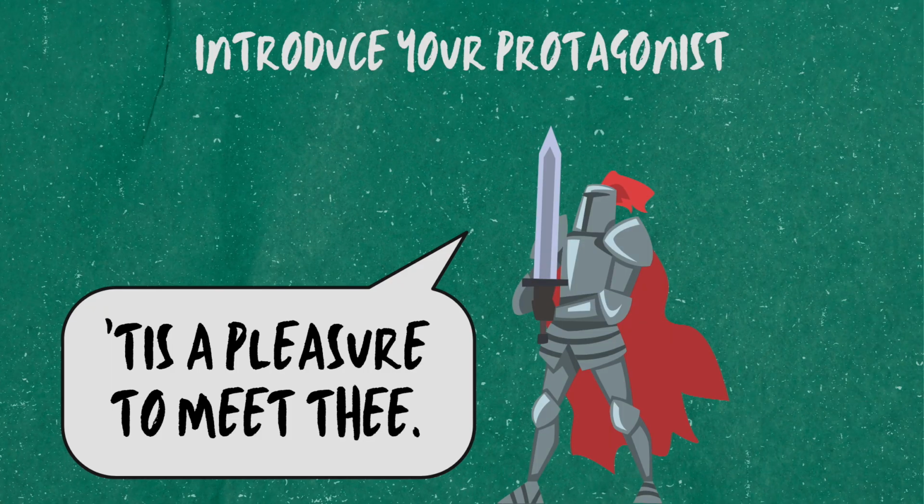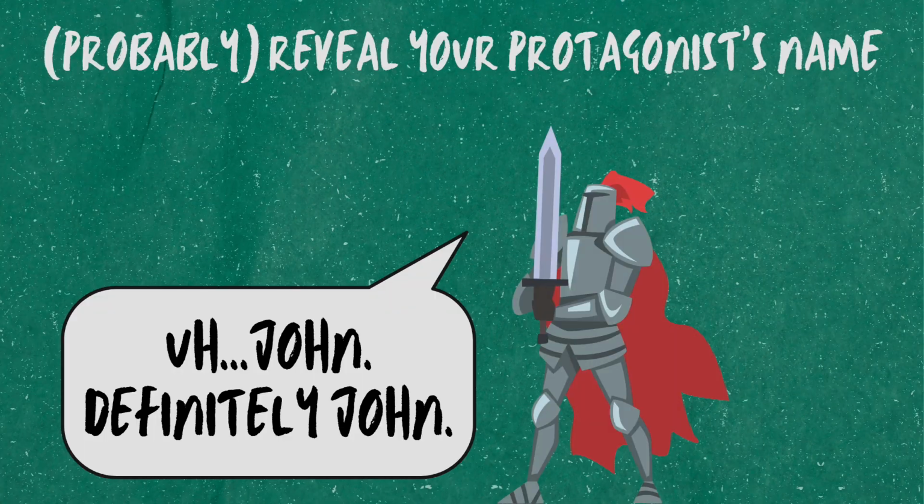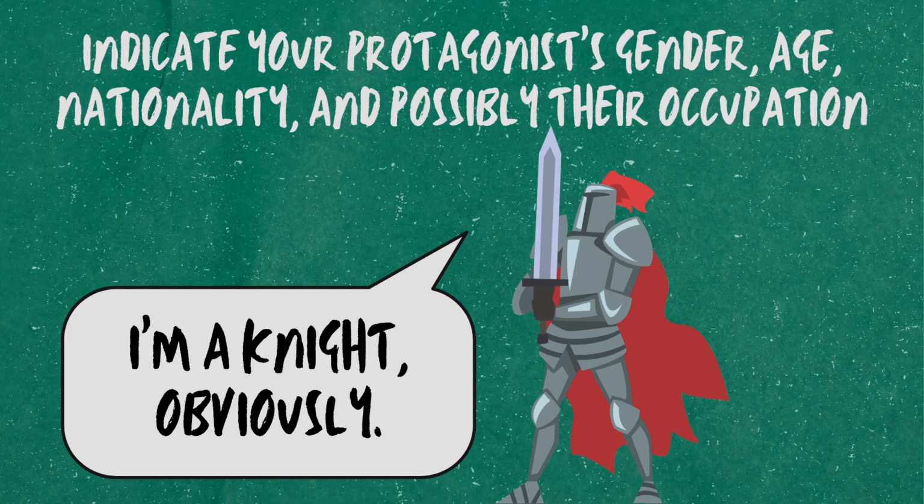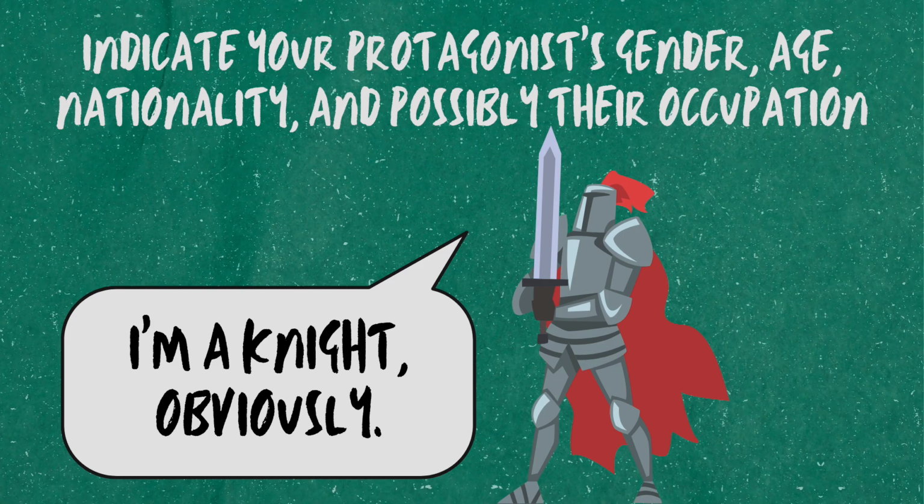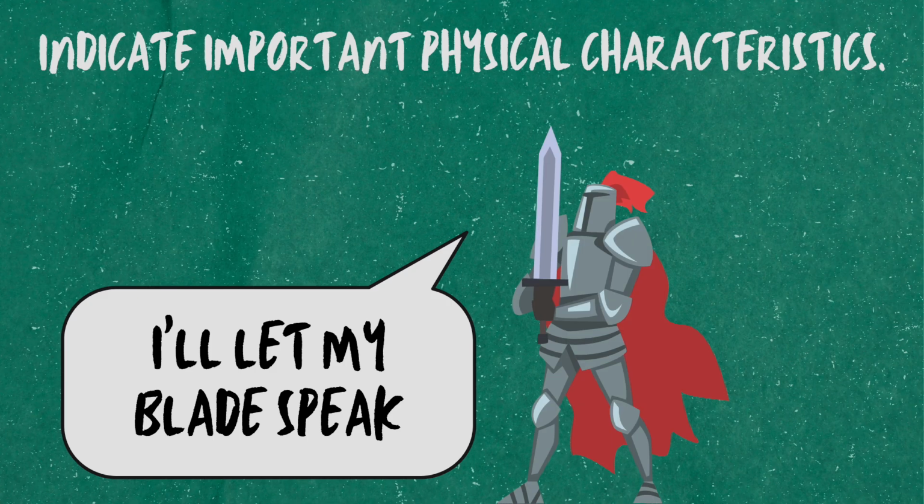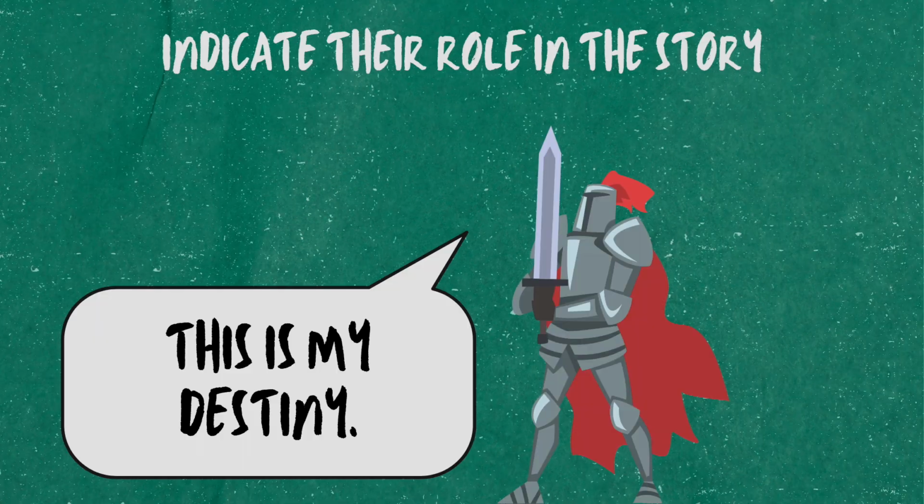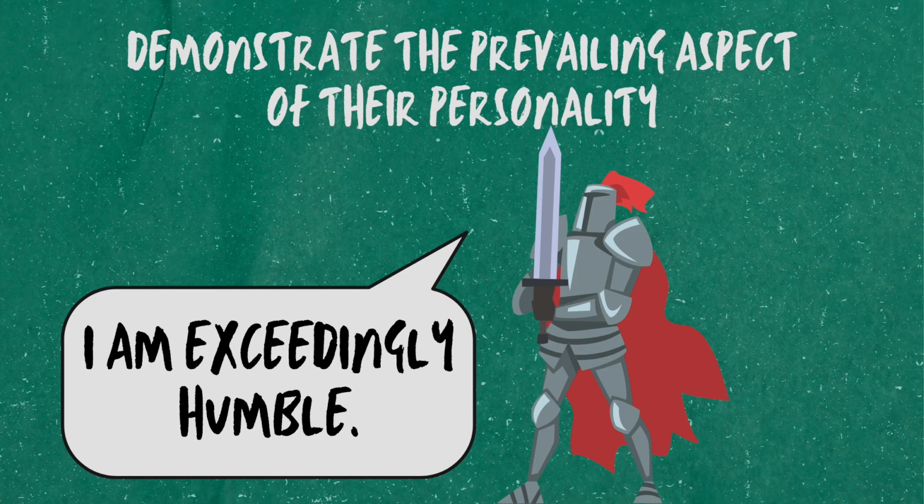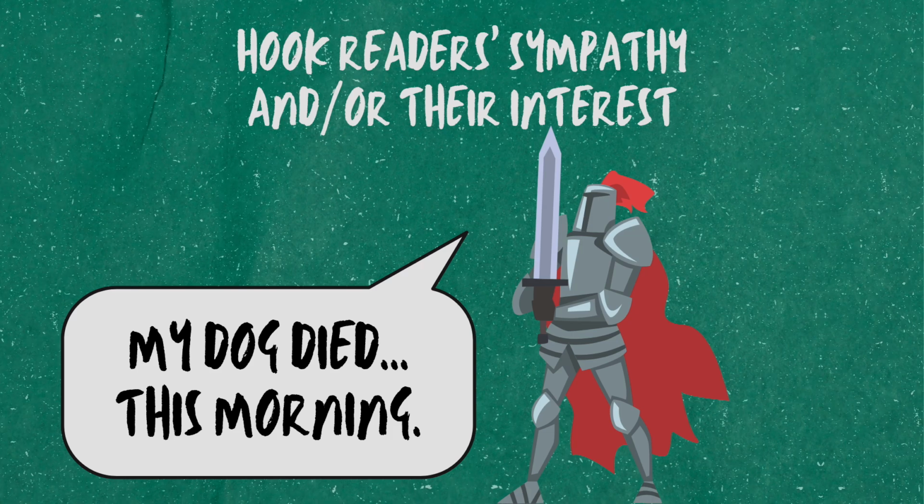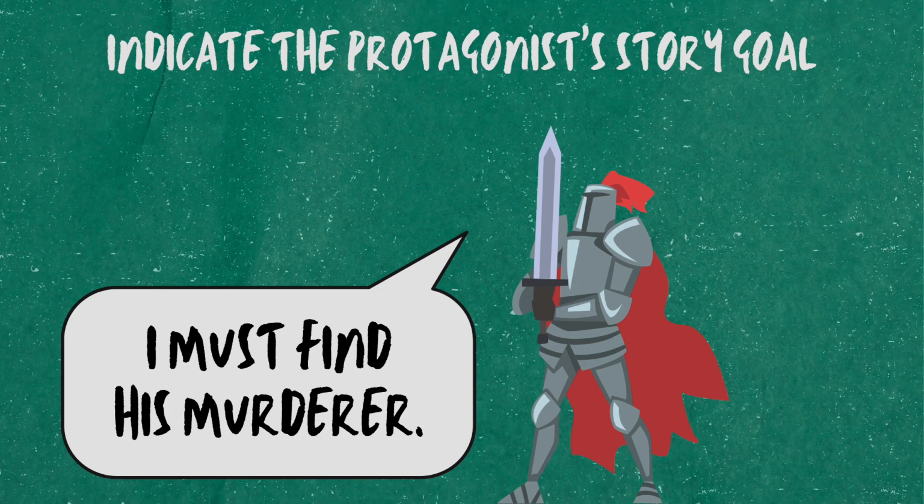Introduce your protagonist. Probably reveal your protagonist's name. Indicate your protagonist's gender, age, nationality, and possibly their occupation. Indicate important physical characteristics. Indicate their role in the story. Demonstrate the prevailing aspect of their personality. Hook readers' sympathy and/or their interest. Show the protagonist's scene goal. Indicate the protagonist's story goal.